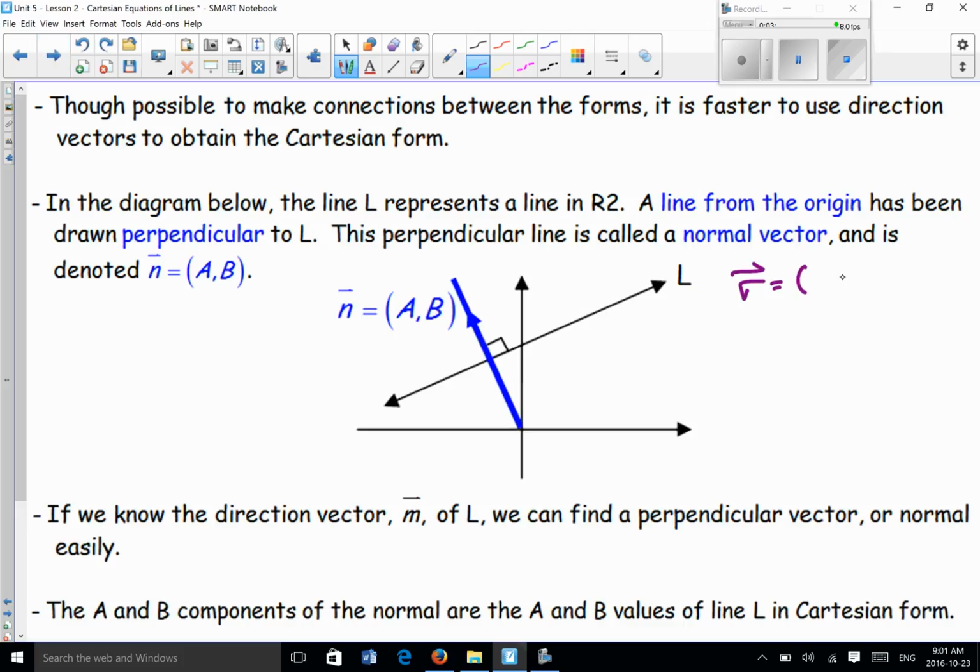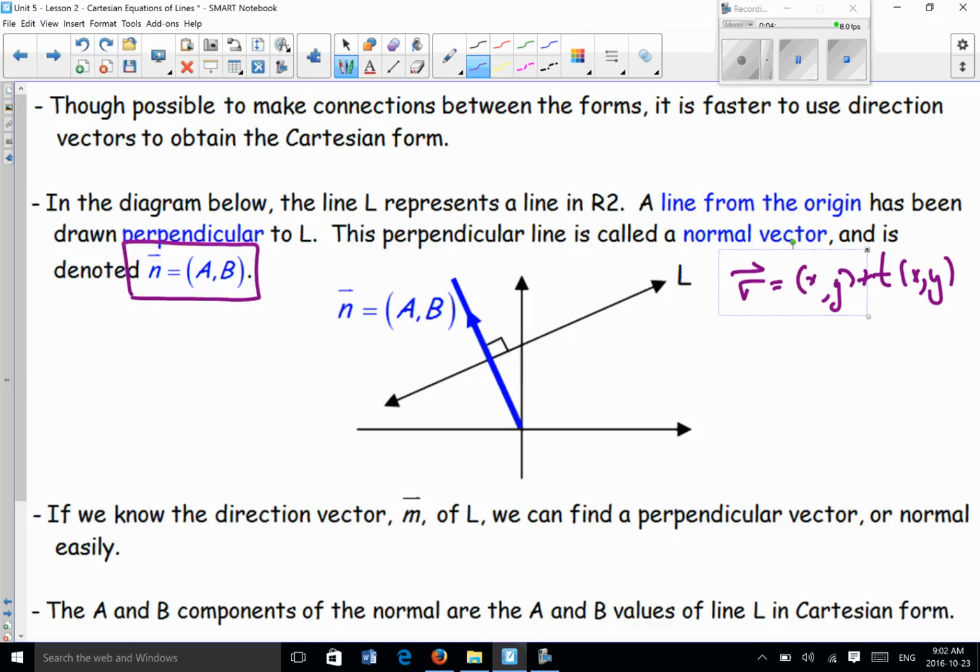r equals some point, x y, plus some direction vector, x y. Okay. If we draw a perpendicular line to this, the blue one, this perpendicular line, which we call a normal vector, makes a right angle with the line that we want. The perpendicular line has a direction of its own. The direction we call the normal vector, made up of a comma b. So two values are your x and your y parts.